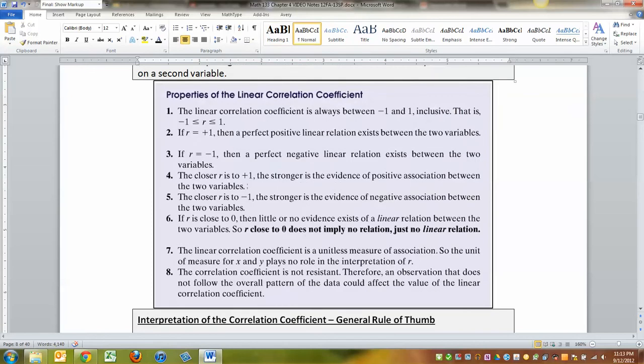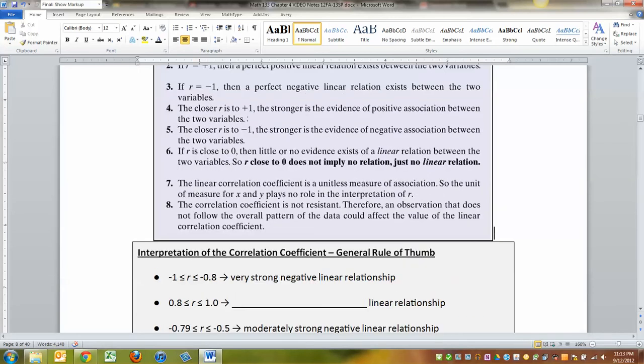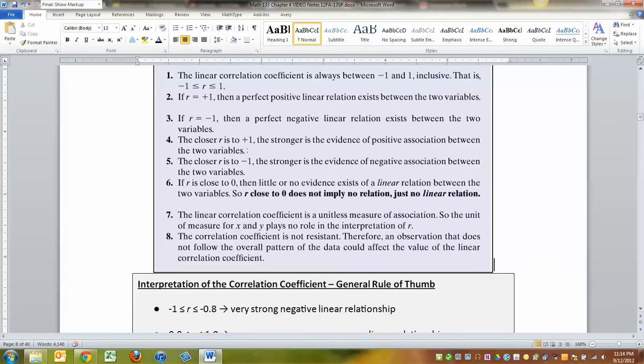Now, the linear correlation coefficient has a whole bunch of properties. Let's look at them. It is always a number between -1 and 1 inclusive, meaning the lowest it can ever be is -1. That's called a perfect negative linear relation. The highest it can ever be is +1. That's called a perfect positive linear relation. The closer it is to 1, the stronger the evidence of a positive association. The closer to -1, the stronger the evidence of a negative association. In other words, the bigger the number is in magnitude, the better.